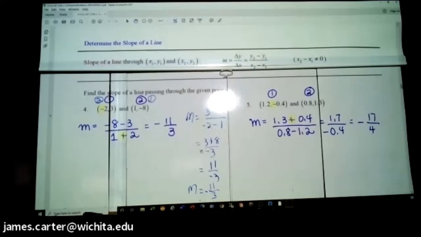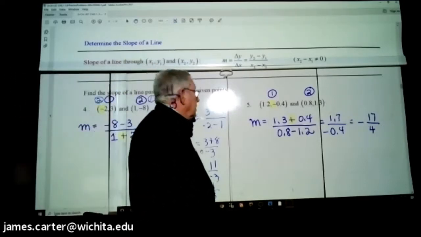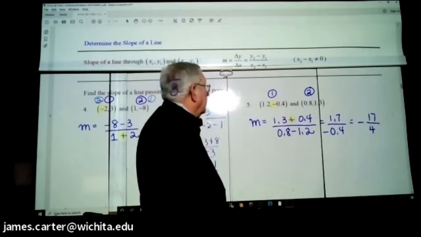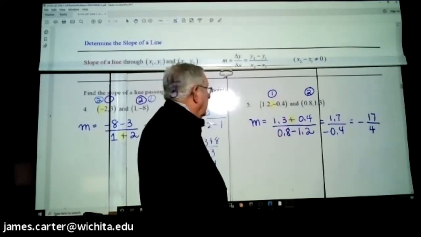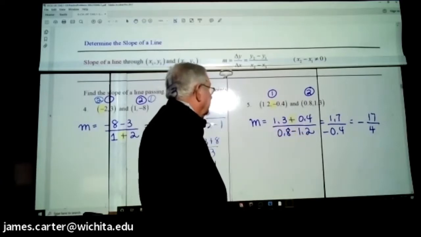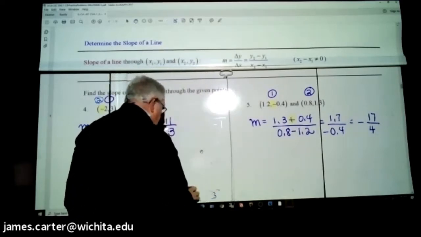Okay, you can see problem number 5 worked in the same manner. Only difference is now you got some decimals in here, minus a negative, okay? And so you get these. The only difference is that one's using decimals.